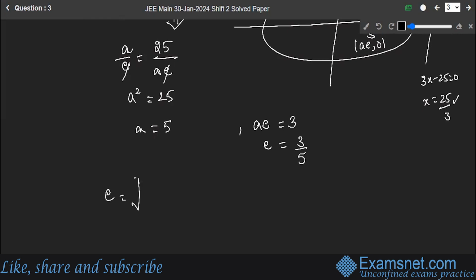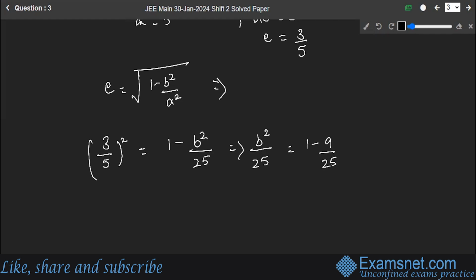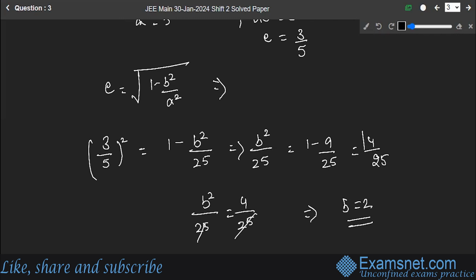And the eccentricity is under the root 1 minus b square upon a square. So this is 3 by 5 square is equal to 1 minus b square upon a square. a square is 25. This gives me b square upon 25 is equal to 1 minus 9 upon 25, or this will be 4 upon 25. That gives me b's value as 2. Give me a minute. This was 16. So b will be 4, right?